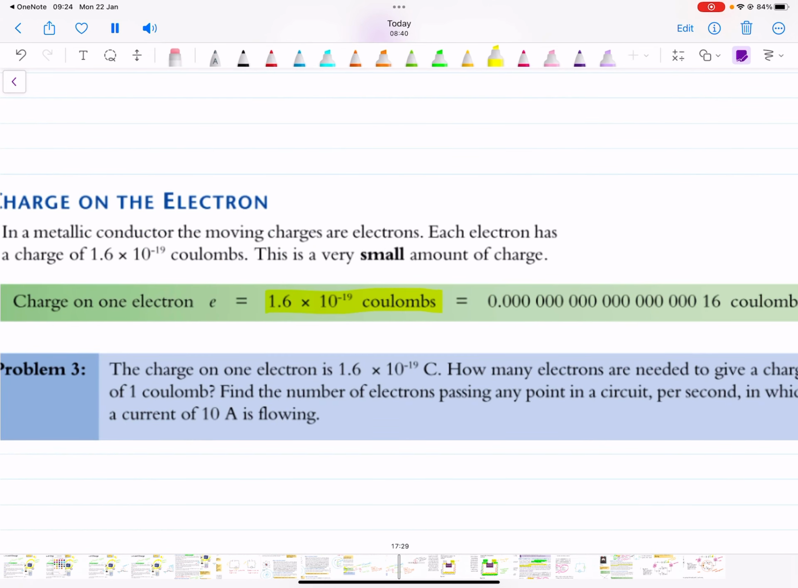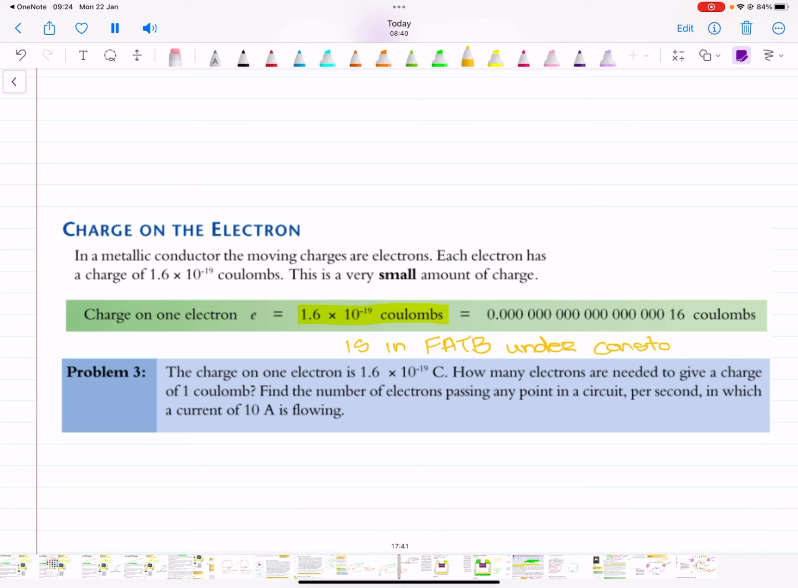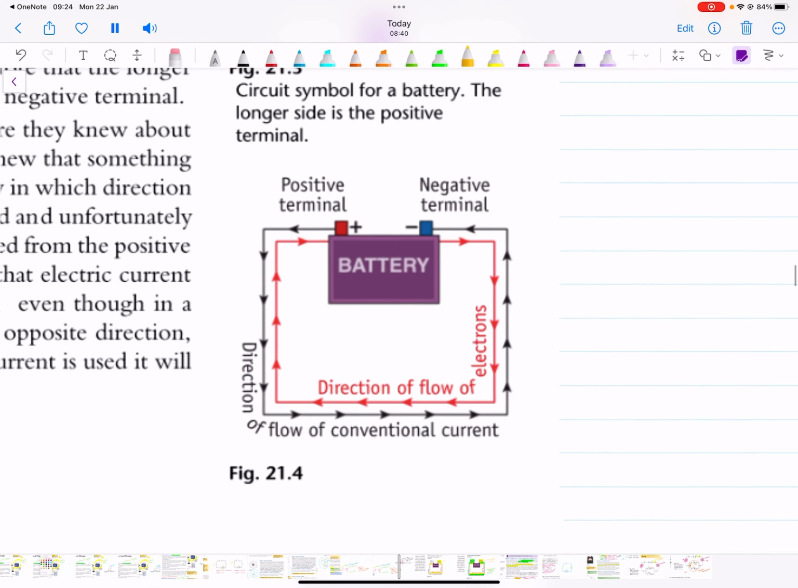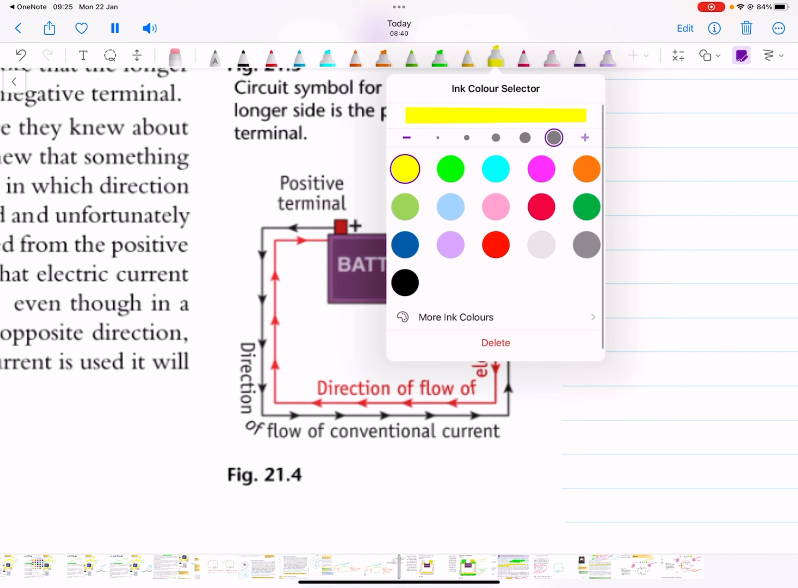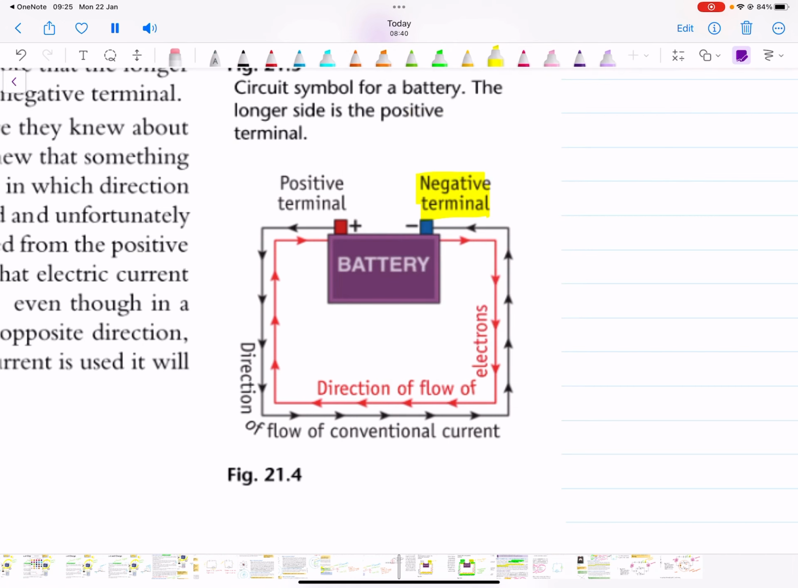The charge on an electron is 1.6 by 10 to the minus 19 coulombs. We've used that already, and it's in the formula and tables book. We've talked a good bit about what's moving in a copper wire, for example. The charge that's moving in a copper wire is an electron, and we know an electron is negatively charged, which means it moves from the negative terminal to the positive terminal, following the red line that I'm now highlighting.